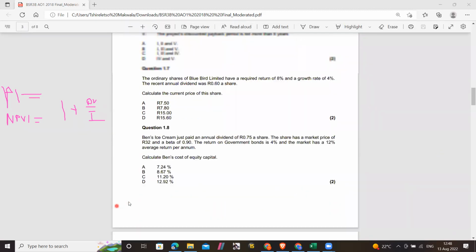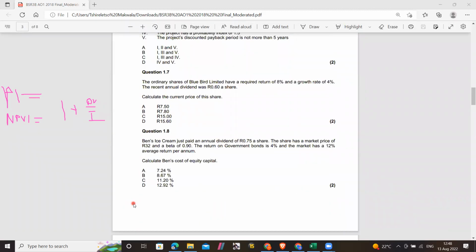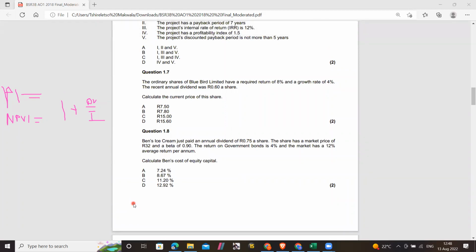1.8, it says Ben's Ice Cream just paid an annual dividend of 0.75 a share. And they said the share has a market price of 32 and a beta of 0.9. The return on government bond is 4%, and the market has an average return per annum of 12%. So what do they say here? Calculate Ben's cost of equity for the capital.